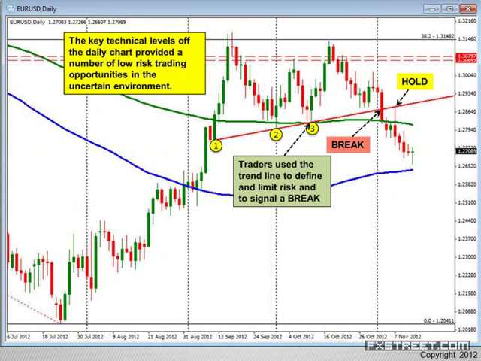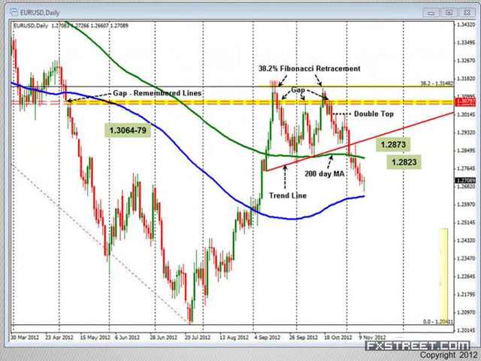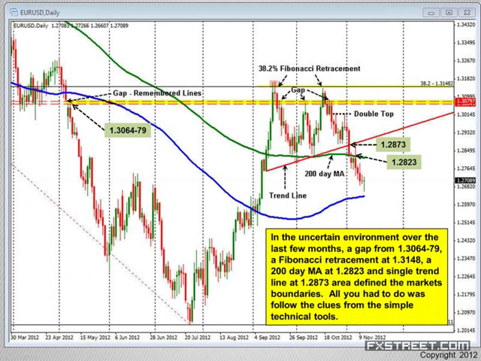In an uncertain environment, you've got to use these technical tools. So overall, in our uncertain environment that accompanied the market for these two-month periods, you could have gotten away with just using a 38.2% retracement, a gap, a 200-bar moving average, and a trend line. And you would have been able to trade this like a pro, throwing a double top there. But be patient. Wait for those levels. See the key levels.